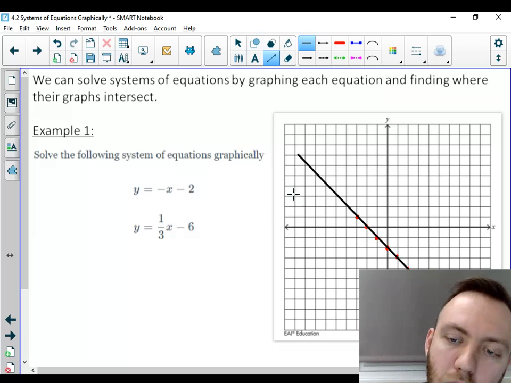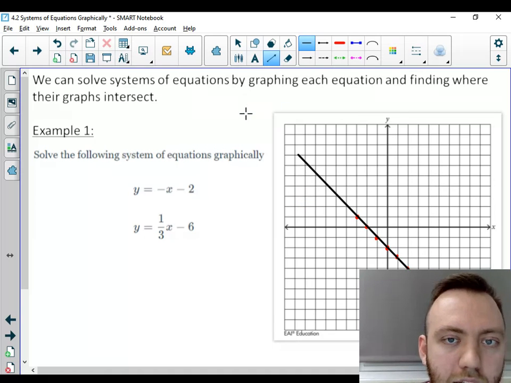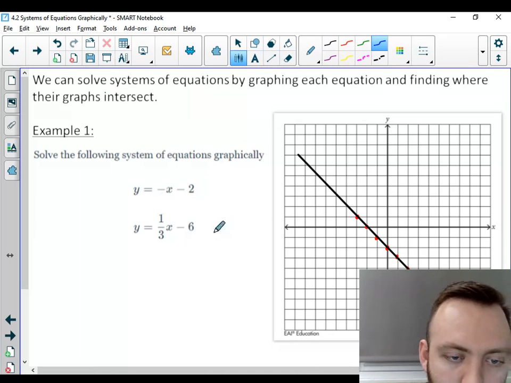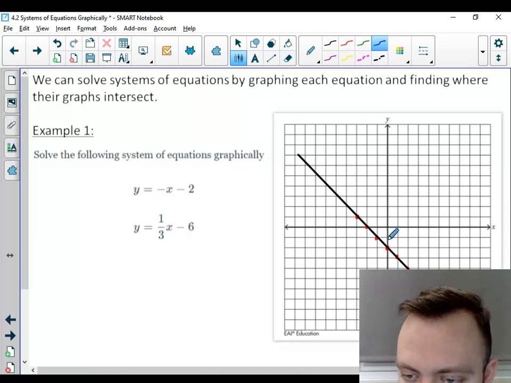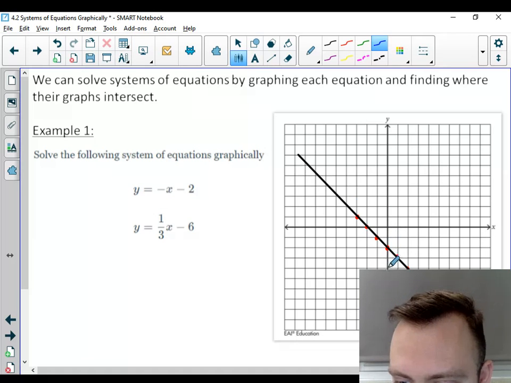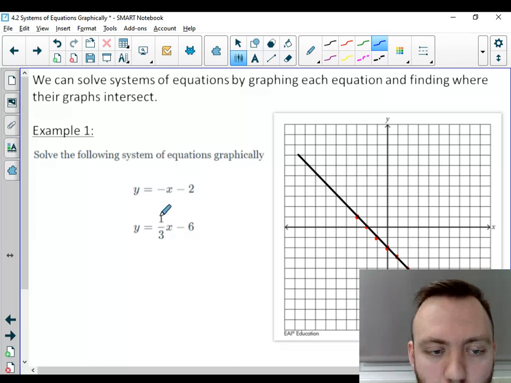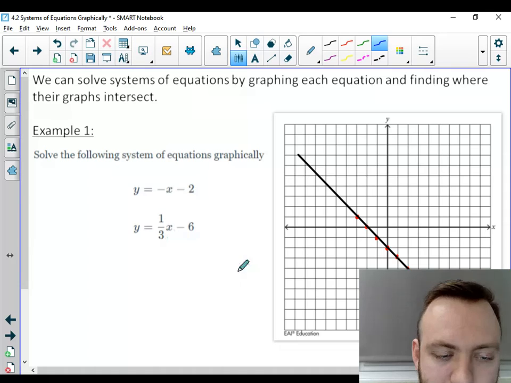Okay, so there's line 1. Normally we'd have arrows at the end, but I'm just using Smart Notebook. And then the other one here, 1/3 x minus 6. Minus 6 is our negative 2, 4, 6. That's our y-intercept. And then a slope of 1/3. Remember, rise over run or y over x is how this goes.